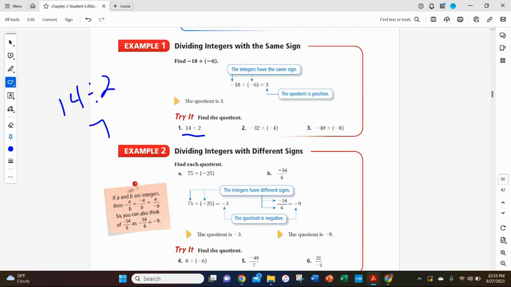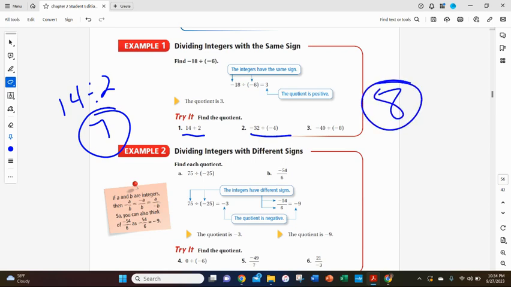Then you look and see, are the signs the same or are they different? If they're the same, your answer is positive. If they're different, your answer is going to be negative. So negative 32 divided by 4, well, 32 divided by 4 is 8. And since they're both negative, it's a positive 8. I think you probably get the idea.